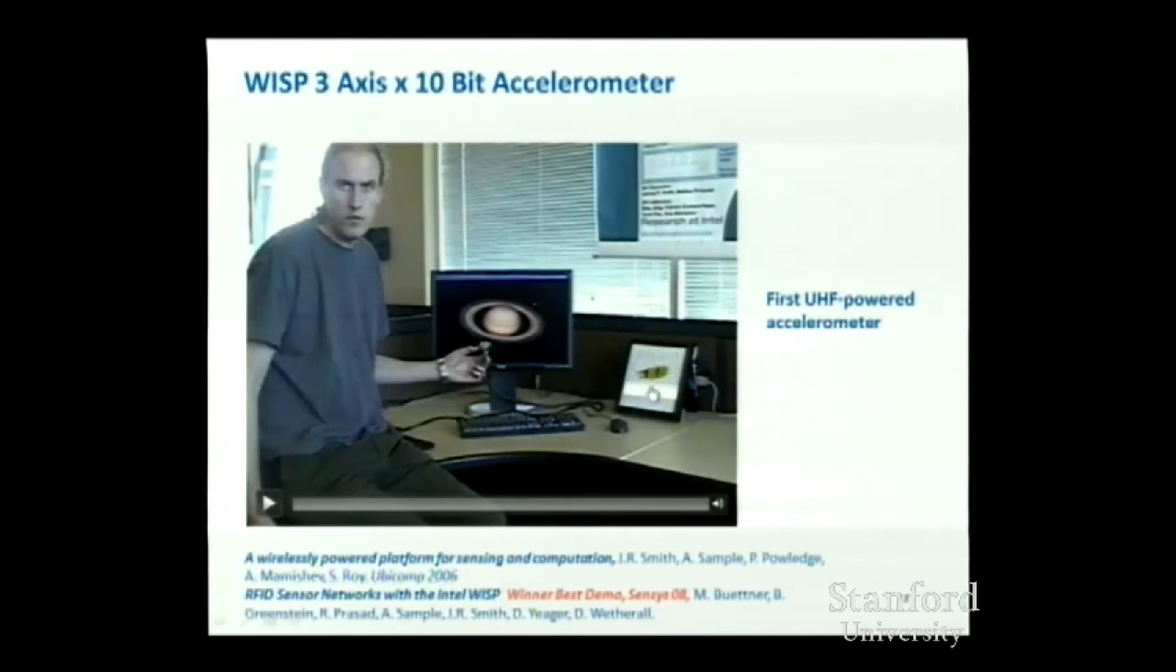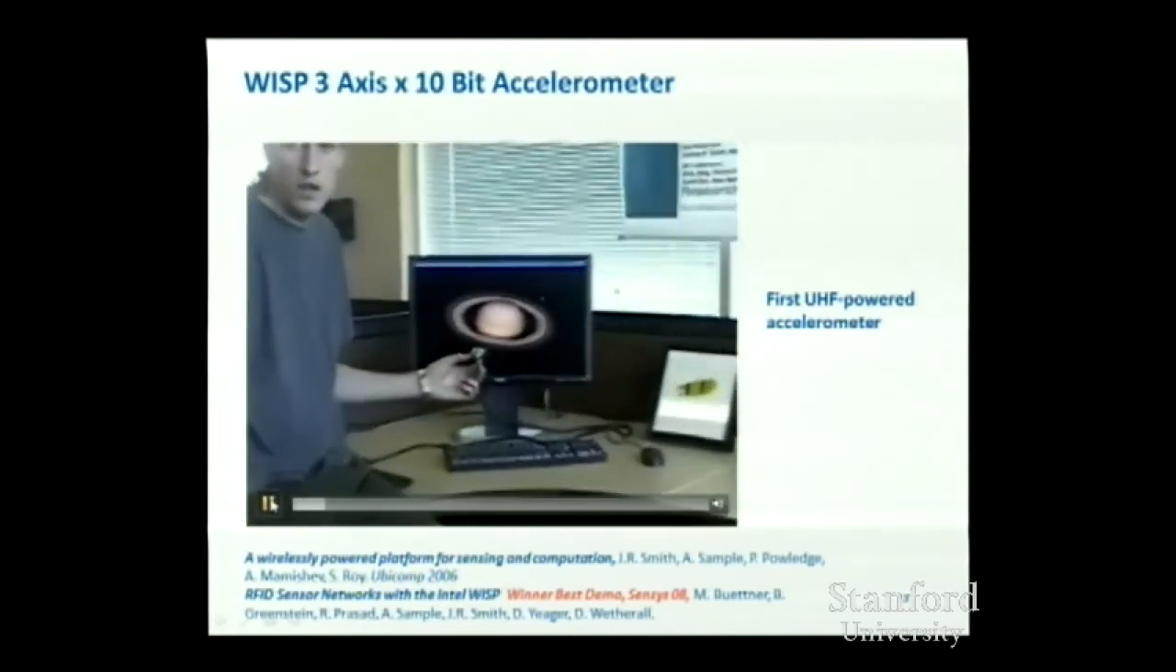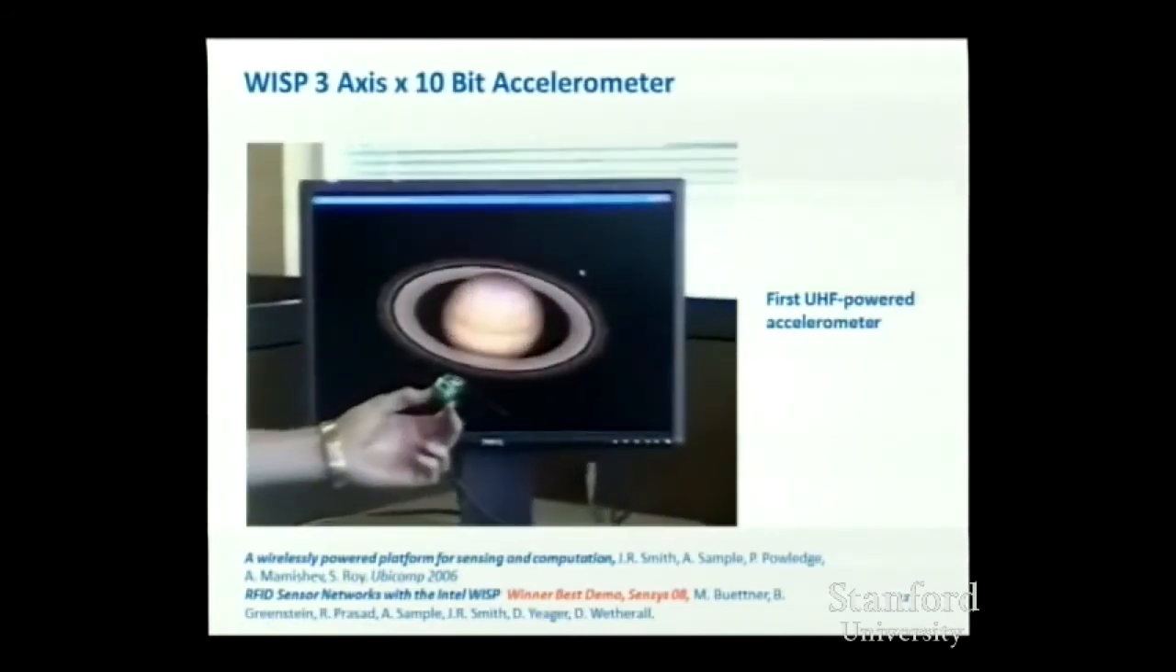So this over here is an RFID reader. It's been dressed up to look like a picture frame. And in my hand is a 3-axis accelerometer WISP. So I'll play the movie here. I'm working the remote control with my other hand, which is why I look very strange there.